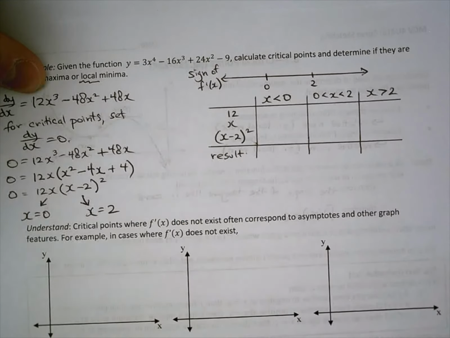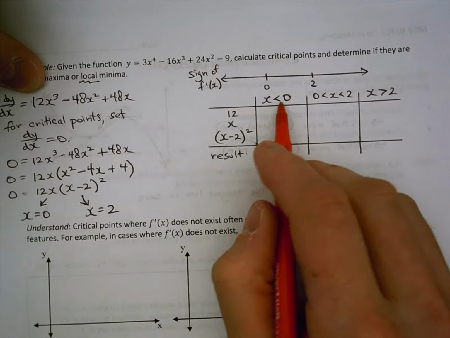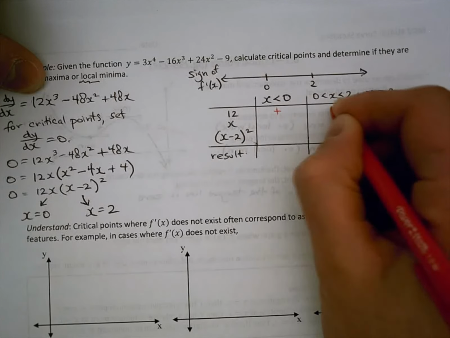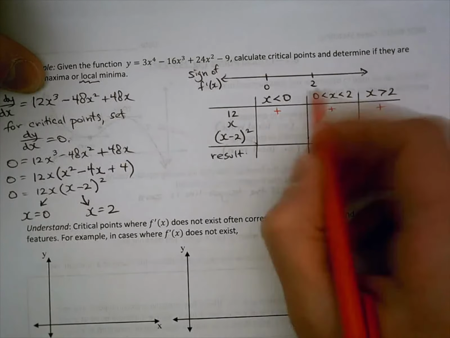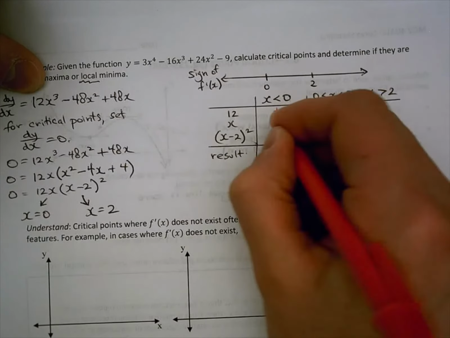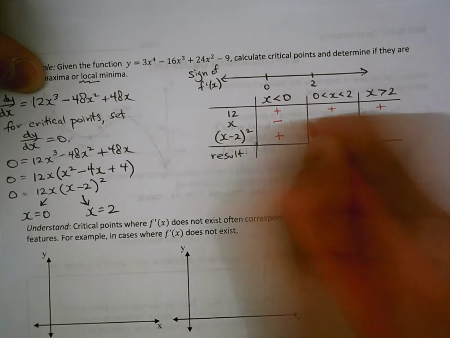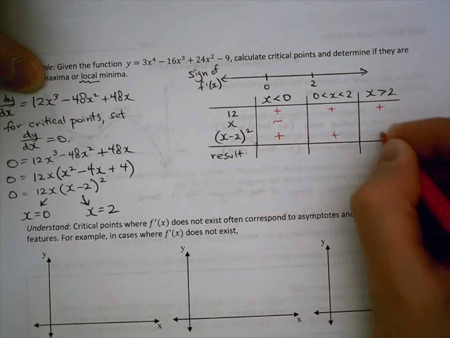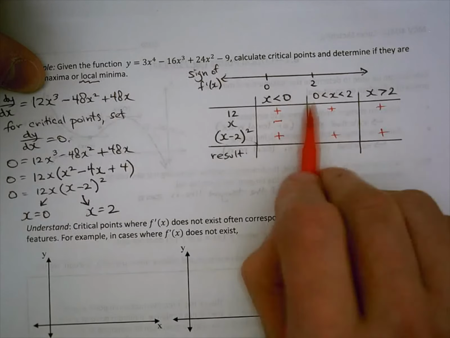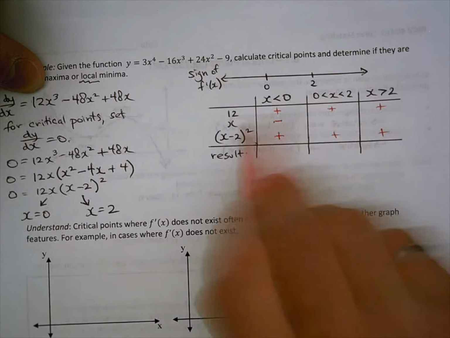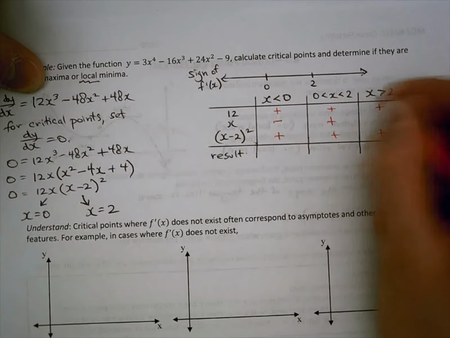Well, x is less than 0. Let's choose a number, -1. Well, 12 is going to be positive. In fact, 12 is always going to be positive. Okay, if I take -1, this becomes negative. If I take -1, this becomes -3 squared, which is positive. In fact, because this is squared, it always is positive. So then I need to do this one here, choose a number between 0 and 2. I would choose the number 1, put that in here, it's positive. Greater than 2, also positive.